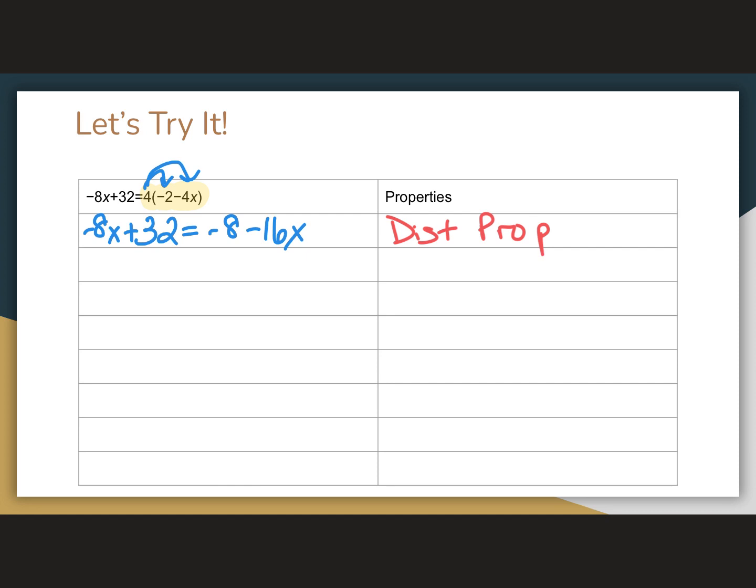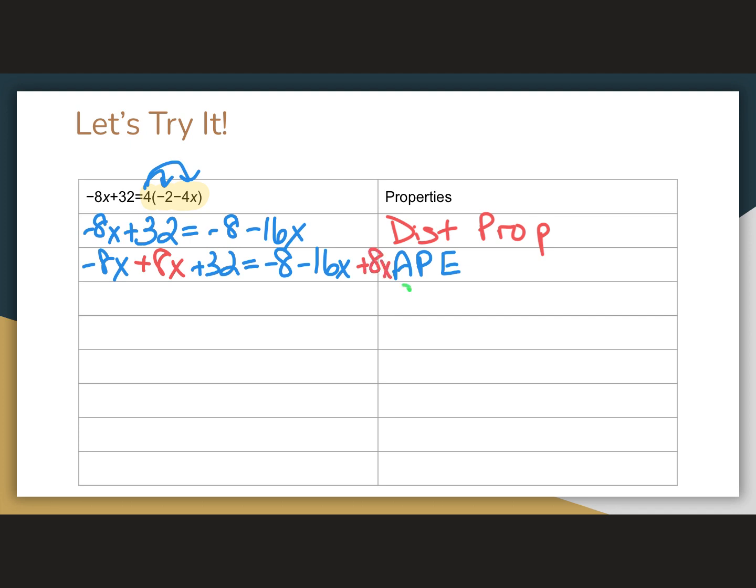Okay, I noticed I don't have any like terms. All of my terms are different types on each side, so we're going to go ahead and start with our next thing. I want to combine things. So first I want to combine my x's. So I'm going to add 8x on both sides. So I have negative 8x plus 8x plus 32 equals negative 8 minus 16x plus 8x.